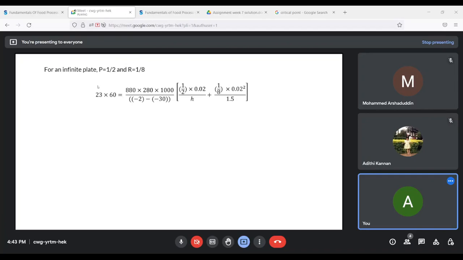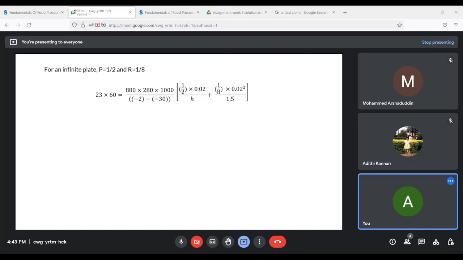It is given 23 minutes. So we are converting it into seconds. That is 23 into 60. 880 kg per meter cube is your density. 280 is the latent heat of fusion. Since you do not have any data regarding the moisture content, we are directly substituting it. 280, and we're converting it into joules. So 280 into 1000. Minus 2 degrees is your TF, which is the temperature of your slab. Minus 30 is your TA, which is the temperature of your freezer.